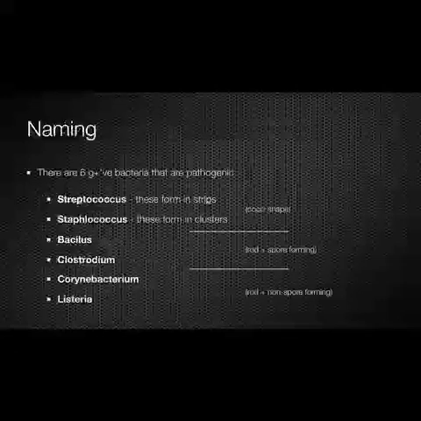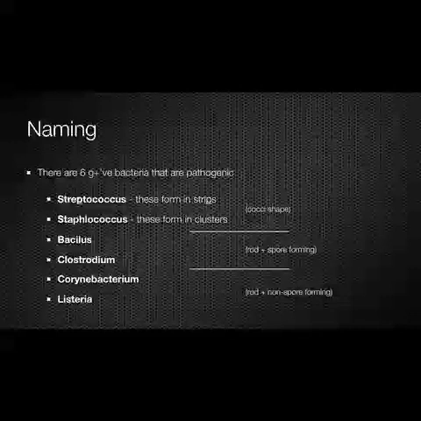Okay, so the good thing to know is that there are really only 6 gram-positive bacteria that are pathogenic. And these can be broken down into those that have a cocci shape, those that are rod-shaped and form spores, and those that are rod-shaped and don't form spores. So in the group of cocci-shaped bacteria, we have Streptococcus, which a good way of remembering is that they form in strips, so with a hard P. You have Staphylococcus, which form in clusters.